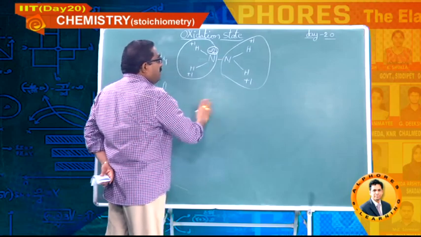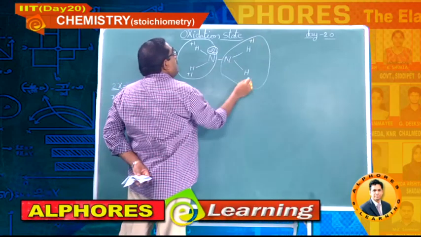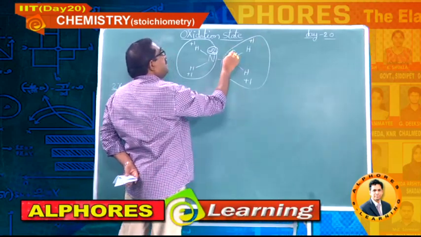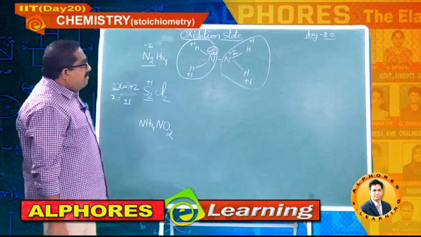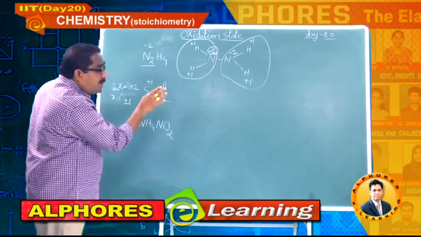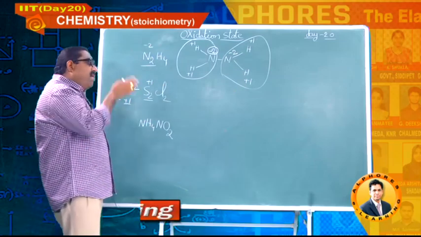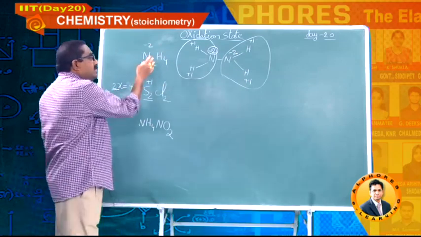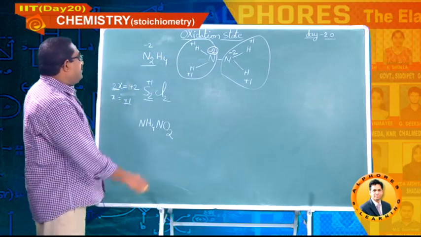Okay, now +1 should be exactly balanced here by -2. So for both the individual nitrogens, the oxidation state is also -2 only. So the average also you got is -2. Okay, no problem in this example.